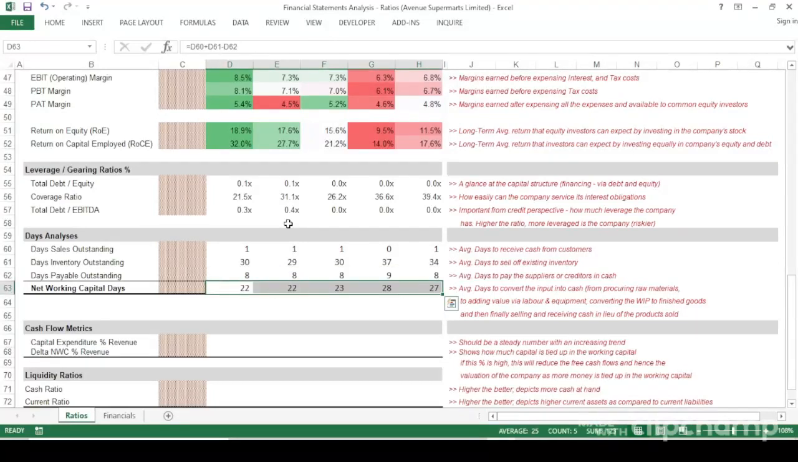So here you can see the net working capital days are nothing but how many days on average the company takes to convert the inputs back into cash. Inputs are in the form of procuring the raw material, then adding some value in terms of, let's say, labor or equipment, then some value addition in terms of the skills, and after that there's a work in progress inventory, then final goods are produced, then those are sold, and the cash is collected. This is called the net working capital days or the cash conversion cycle.